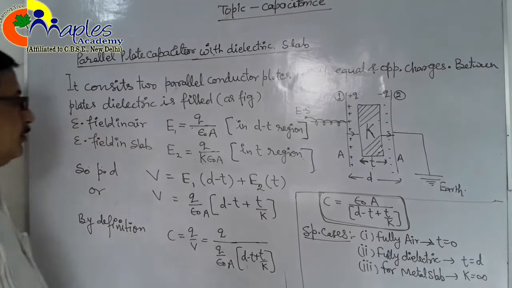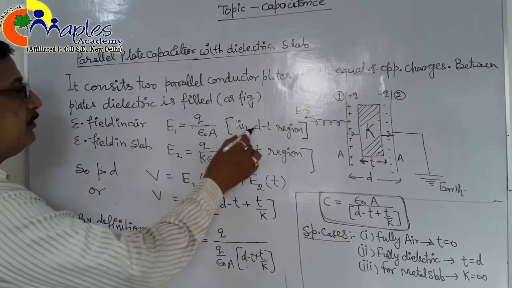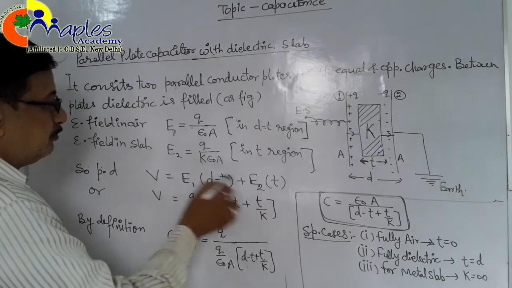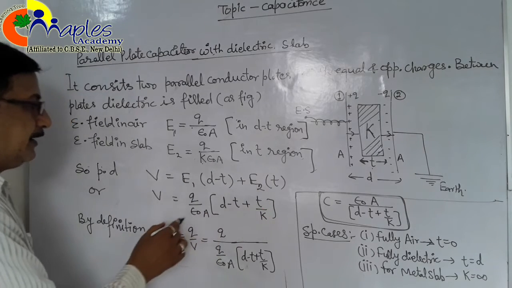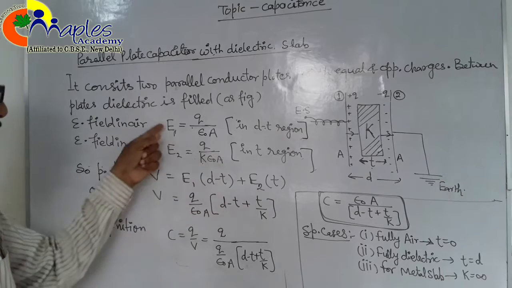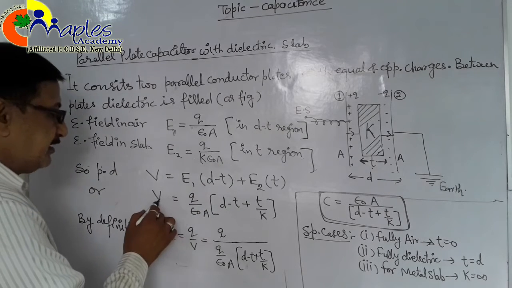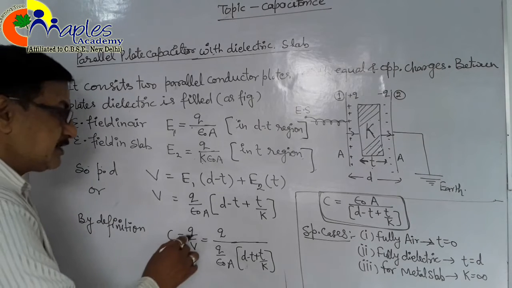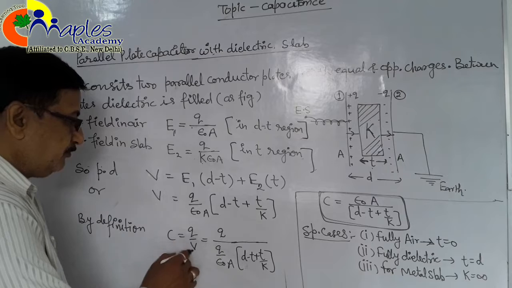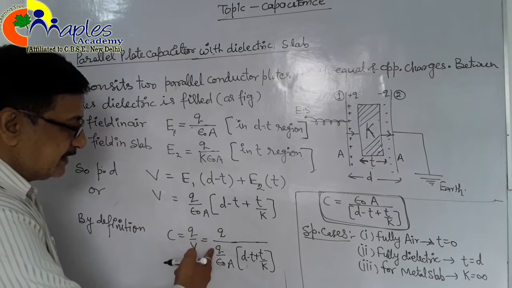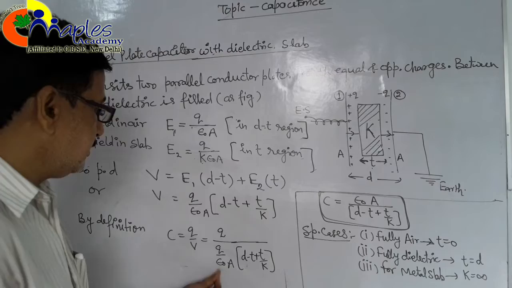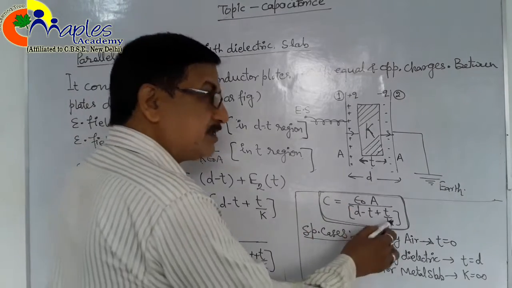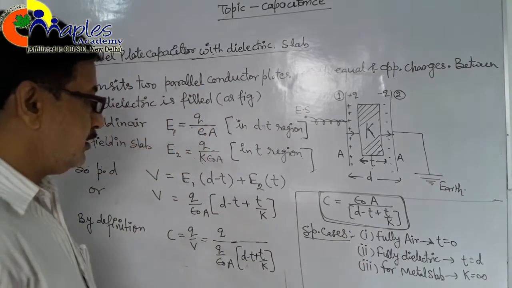So the potential difference V equals E into distance, meaning region: E1 into D minus T plus E2 into T. Putting the values of E1 and E2, we will get V, and we put the value of V in the formula C equals Q upon V. Q will be cancelled out, so the capacitance will be equal to epsilon naught A upon D minus T plus T upon K.